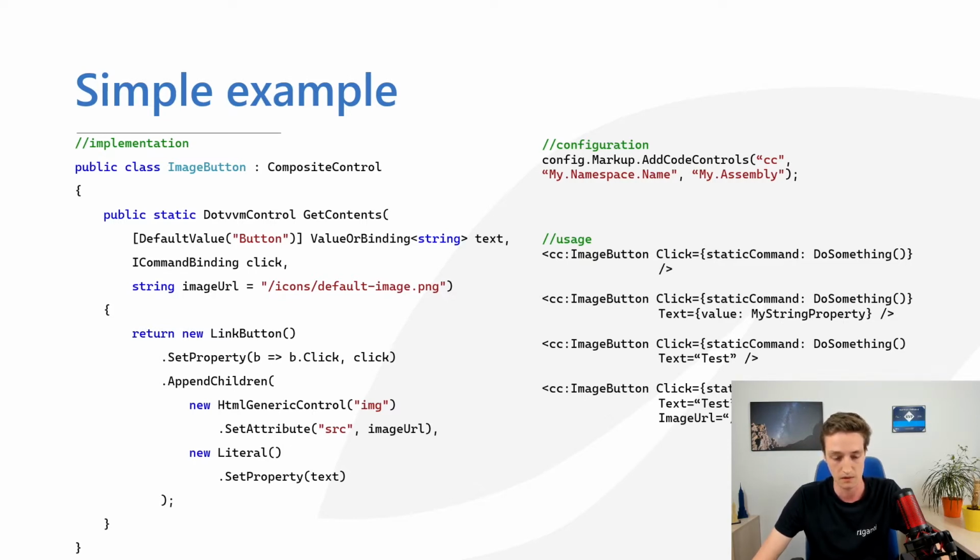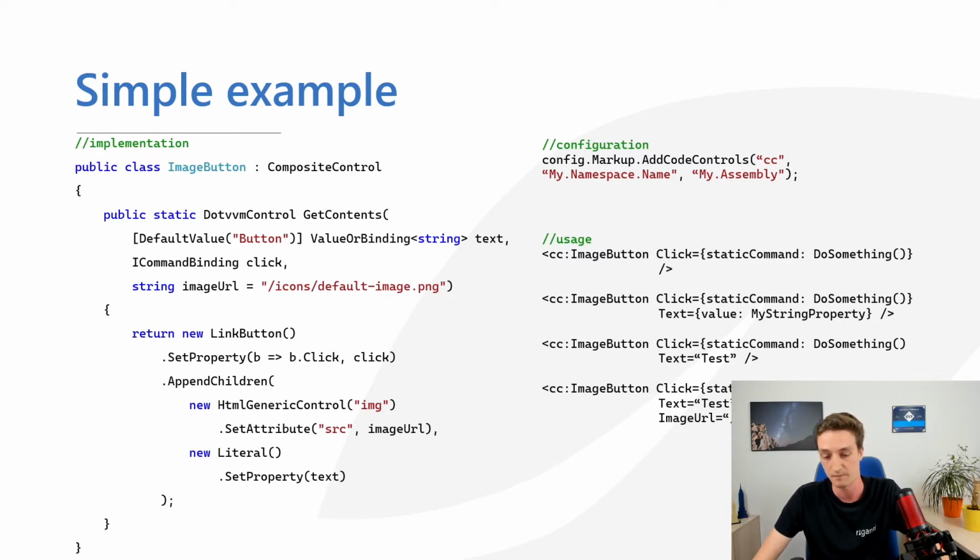If we take a look at the properties, to declare a property, we can basically give it an argument, for example, a string argument image URL, and this way we just say, okay, this image button control now has a string property image URL. But let's start from the beginning.